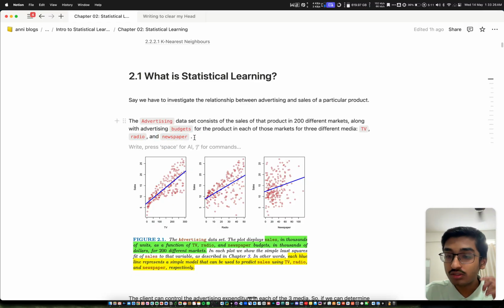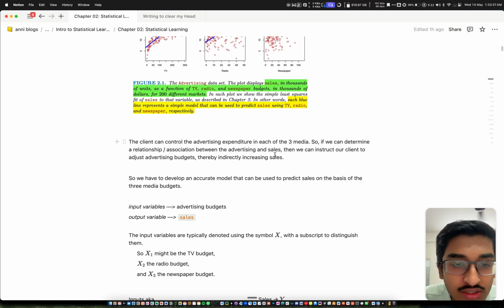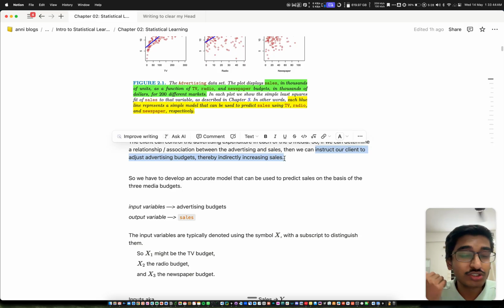So if I can somehow give you a function or a relationship between where you spend your money advertising and your sales, that would be really useful to you. So that's how we can instruct our client to adjust the budgets of advertising or different types of modes to communicate to the users and increase sales.